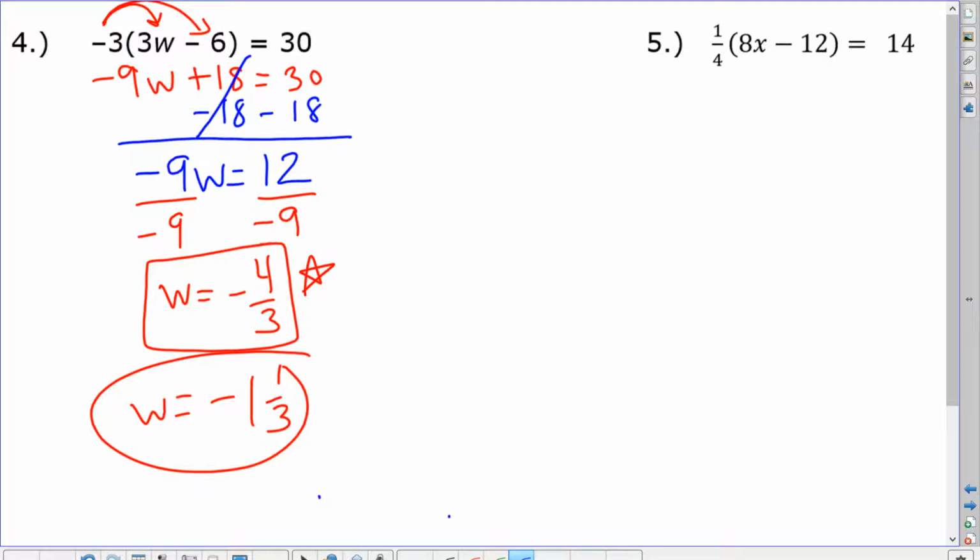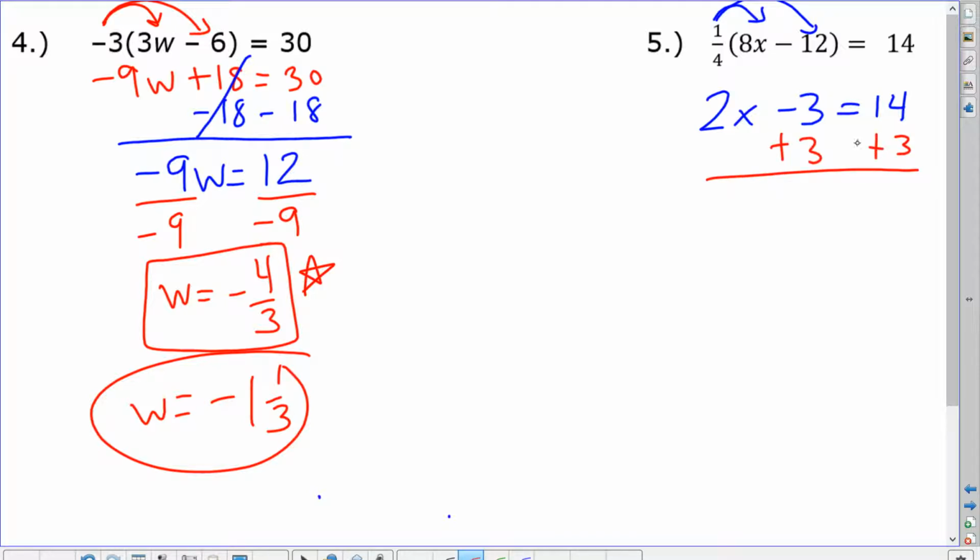Number 5. 1/4 times 8 means 1 times 8 and 8 divided by 4. 1 times 8 is 8. 8 divided by 4 is 2. 1 times negative 12 is negative 12. Negative 12 divided by 4 is negative 3. Now that I've distributed and my parentheses are gone, I can solve this equation using inverse operations. So I'm going to add 3 to both sides and rewrite.